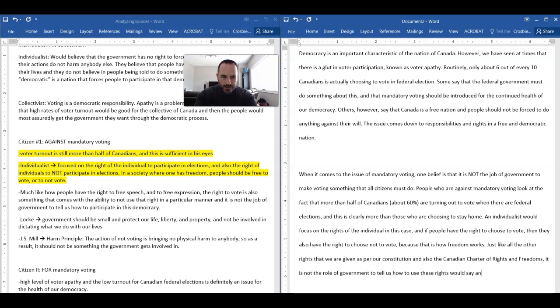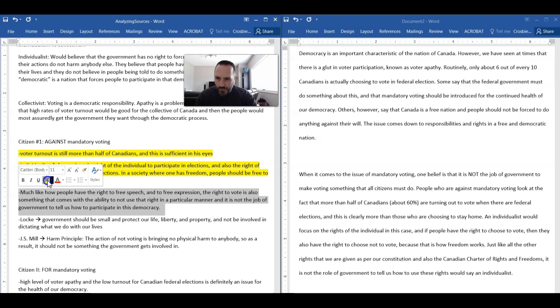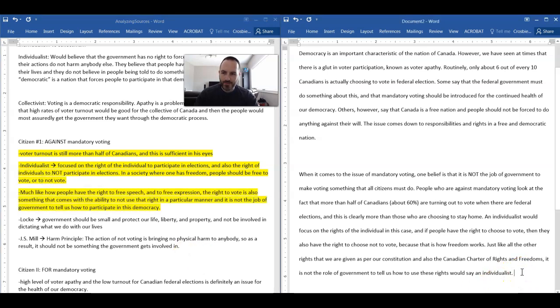Would say an individualist. Boom. Beautiful. Let's work in Locke and Mill, and then we got a nice paragraph here.